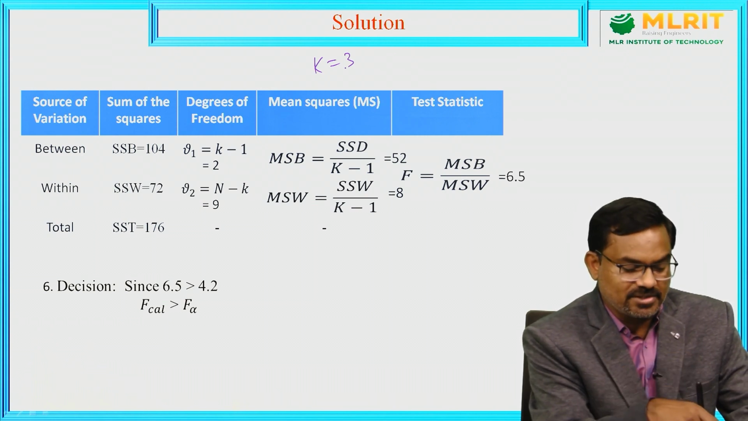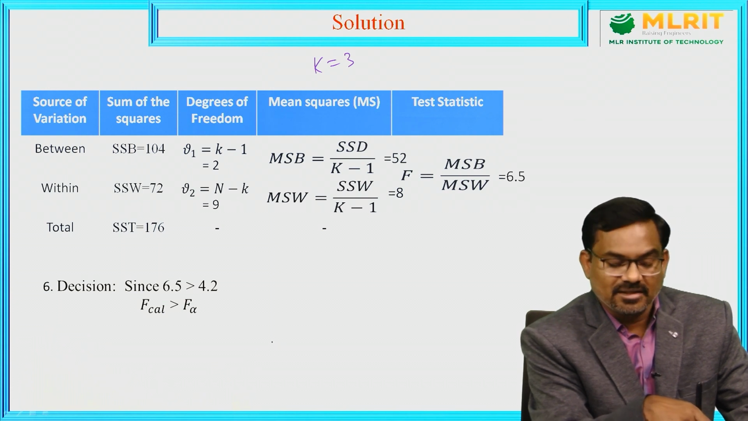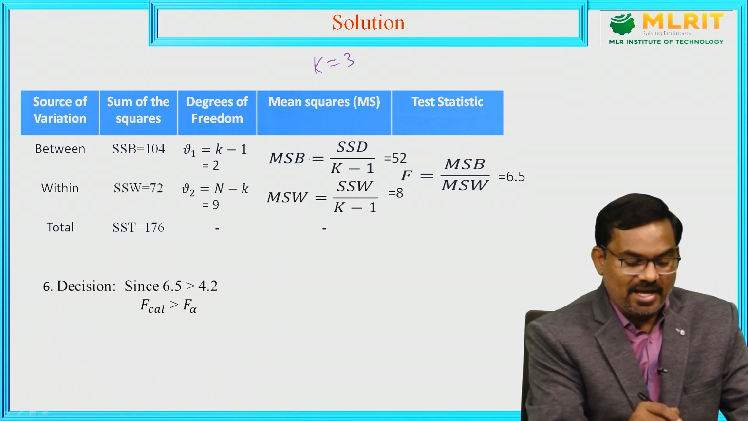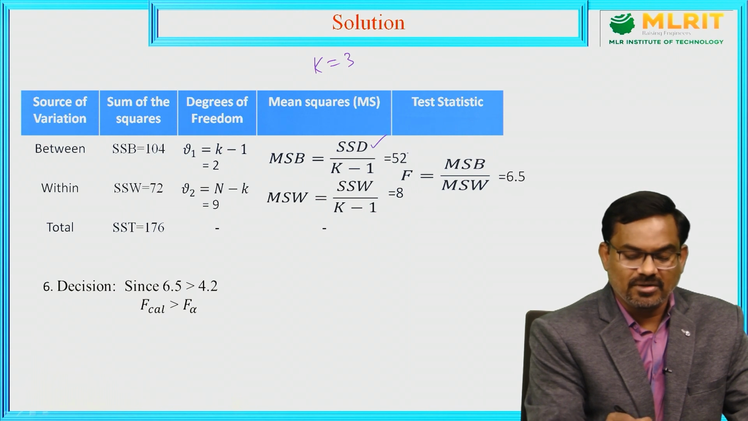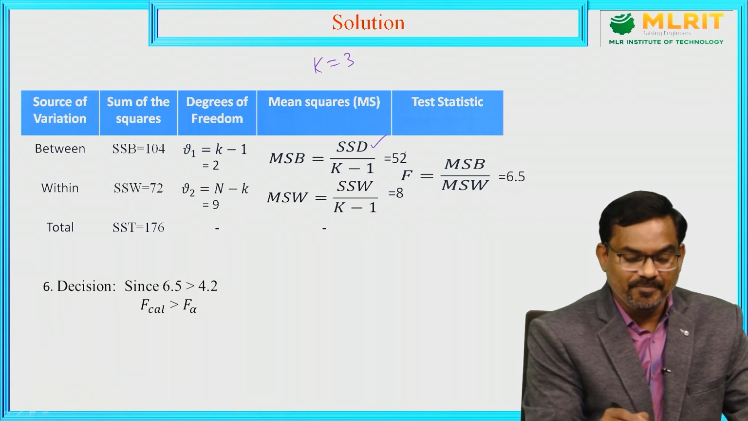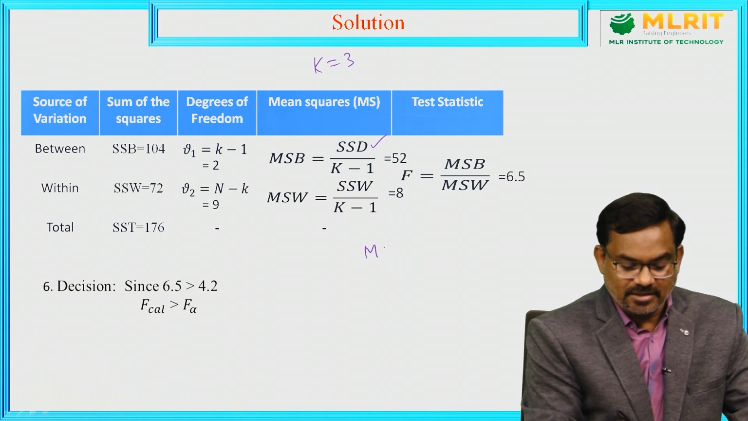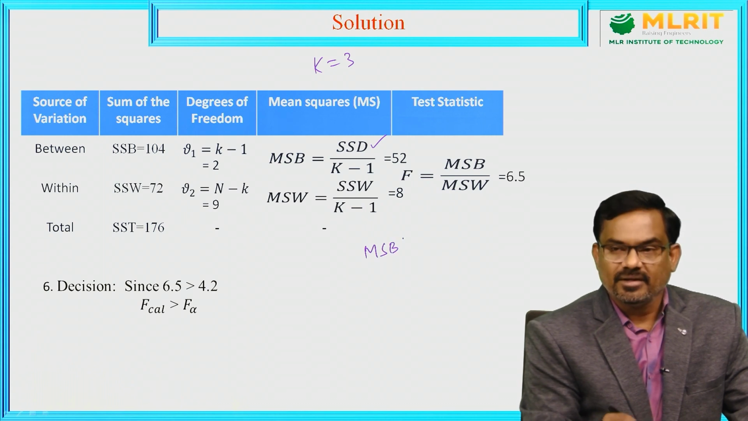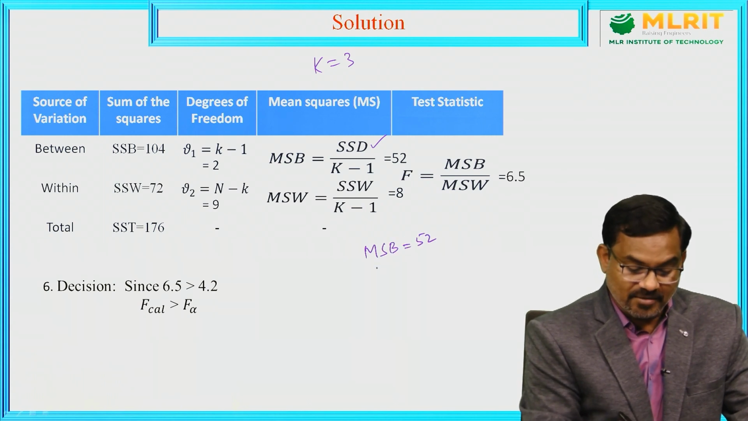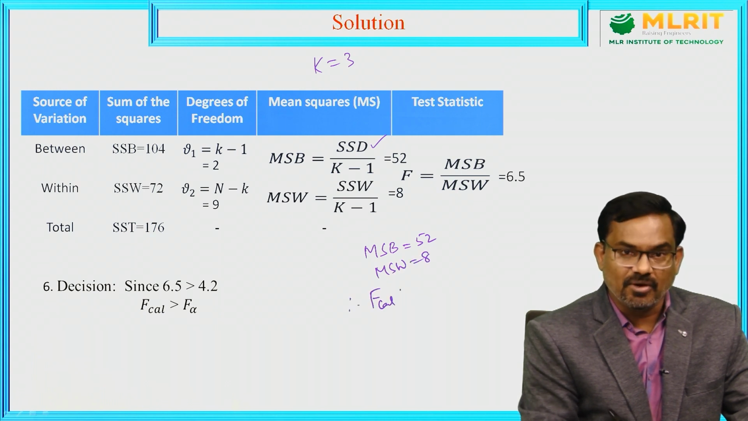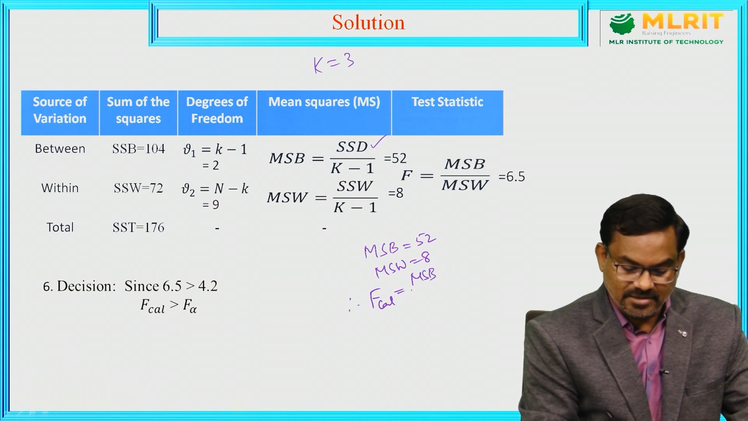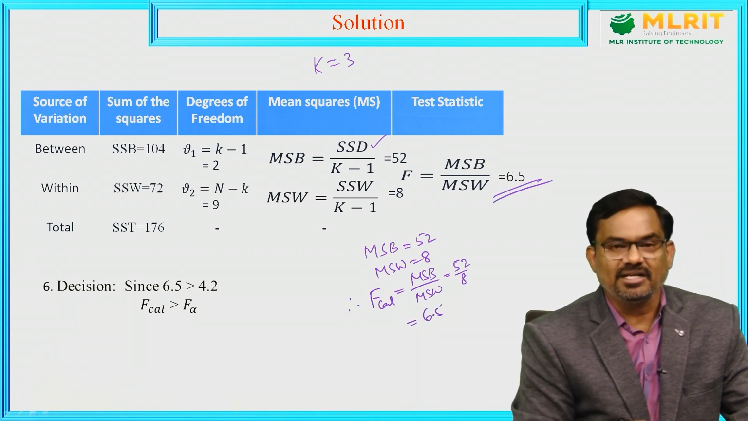For overall observations, nu2 equals n minus k, that is also calculated, and we use the MSB formula. So, we will get 52 as MSB and MSW is 8. So, the mean square between the samples is 52 and the mean square within the sample is 8. Therefore, the calculated value of F is MSB by MSW. So, 52 by 8 which results as 6.5. So, this is the calculated value.